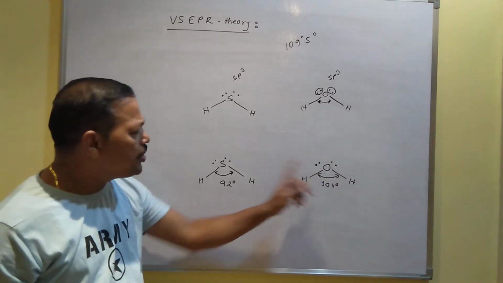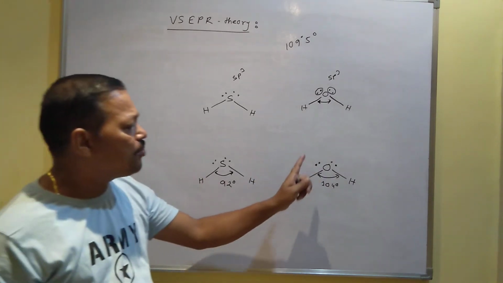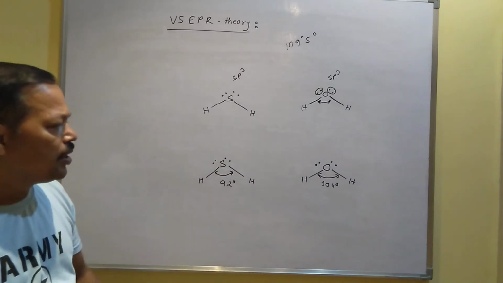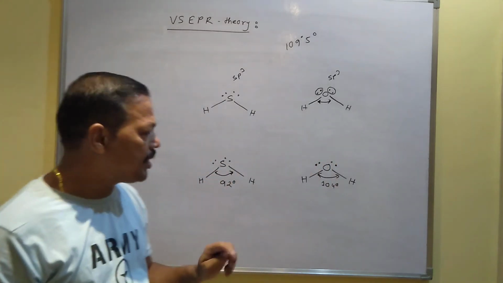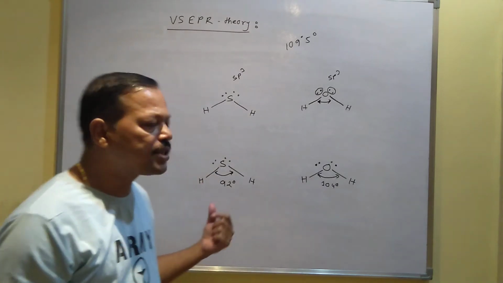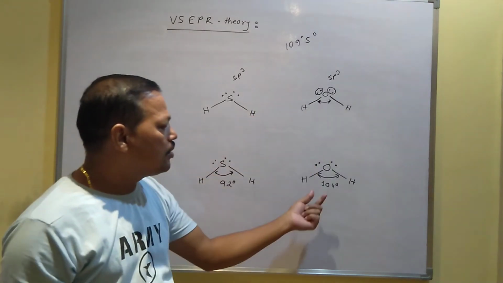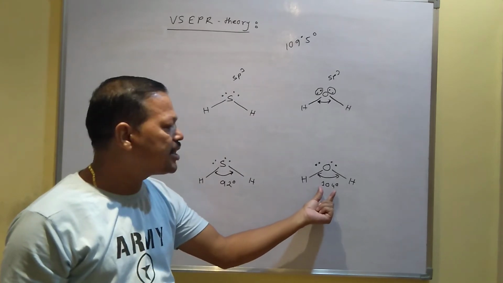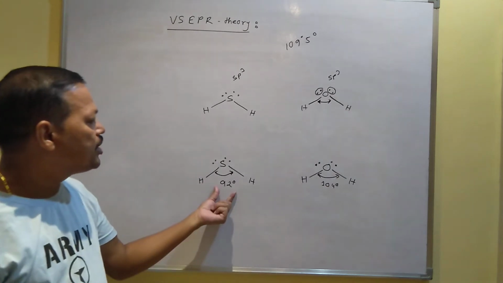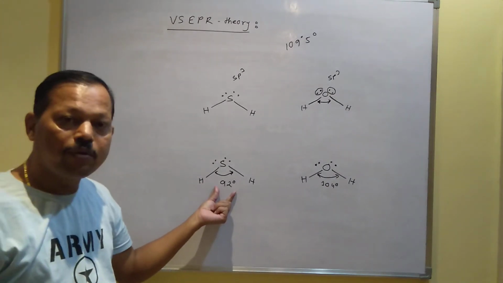See, in both molecules the central atom contains two lone pairs and two bond pairs. Here also lone pair repulsion takes place, and here also lone pair repulsion takes place. But the angle is not the same. In water, the bond angle decreases by 5 degrees from 109 and becomes 104. But here the bond angle decreases more.